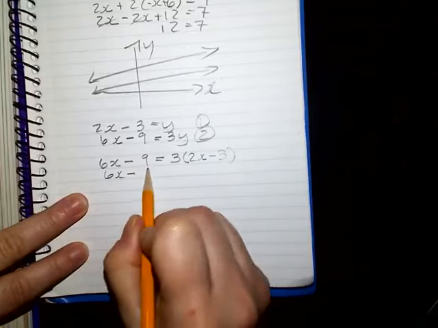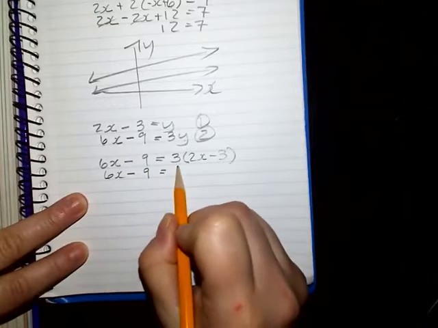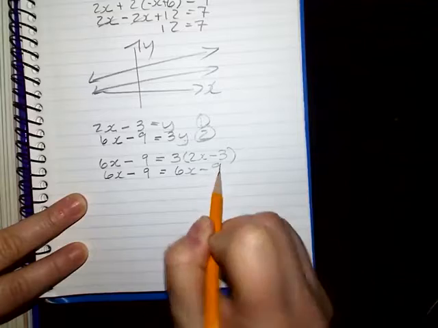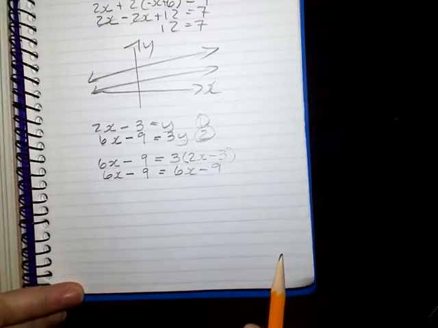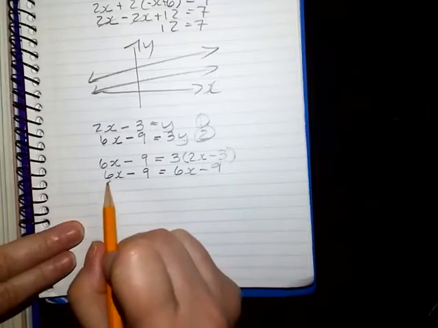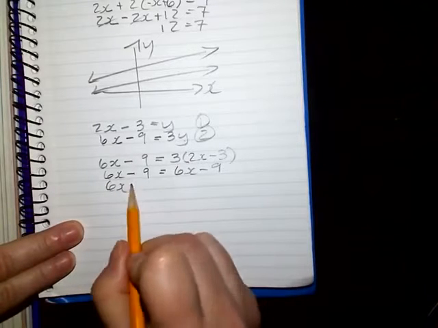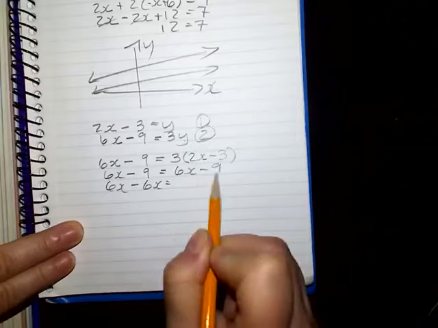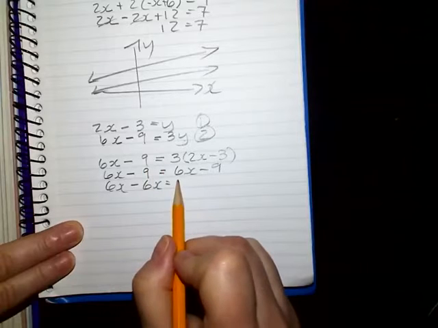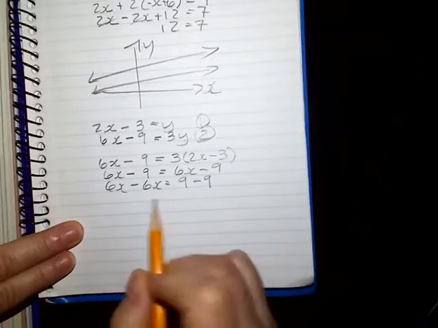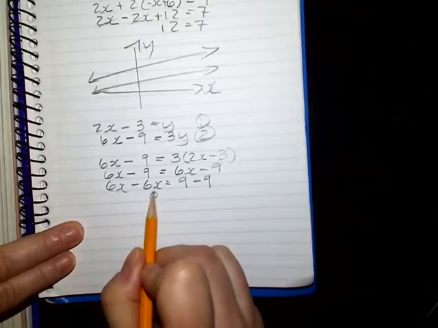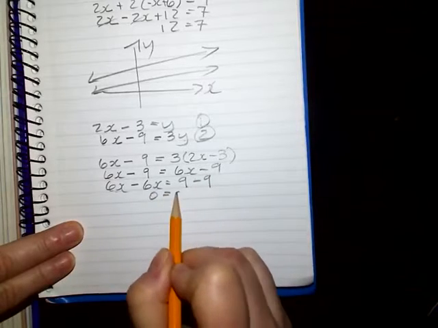So here I've got 6x minus 9 equals 6x minus 9. Well, no kidding. Of course 6x minus 9 equals 6x minus 9. But let's just continue solving. I'll bring this 6x over here. And we know that when something goes over the equal sign, it changes from positive to negative or negative to positive. So 6x minus 6x is 0. 9 minus 9 is 0.